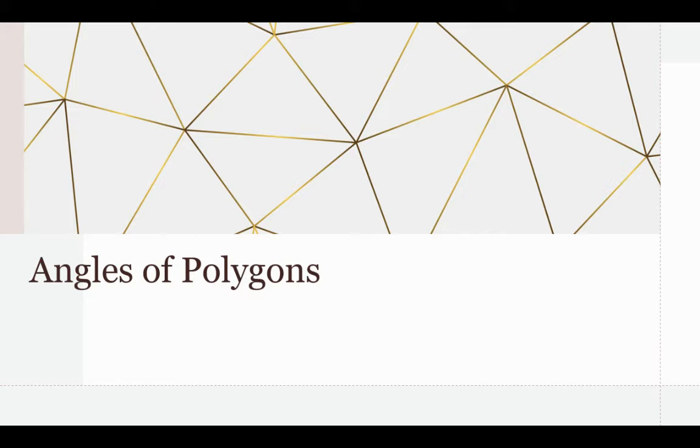Today we're going to talk about angles of polygons. A polygon is a shape that we're pretty familiar with, like a triangle, a rectangle, a square, a pentagon. Each of these is going to have different interior angles, and that's what we're going to talk about today. There are also exterior angles of polygons, which we'll talk about as well.